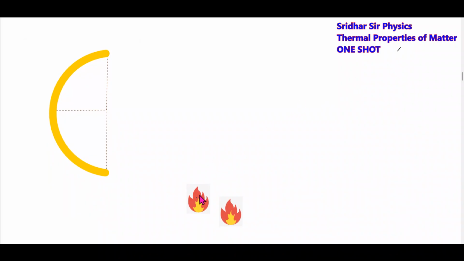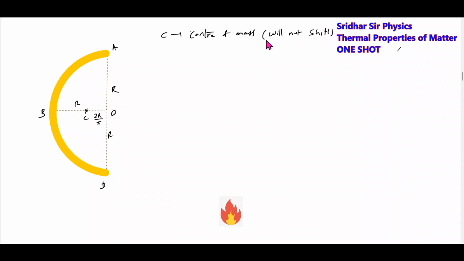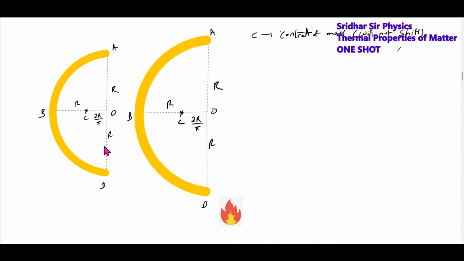There's a semicircular ring, and I'll expand it. We'll take some points here. There's a center O, radius is R. This is A, B, and D. I'll increase the temperature. Then the center of mass will be at a distance 2r by pi. Will the center of mass shift? Center of mass will not shift. Everything will expand. All the points will shift except the center of mass. Remaining all points will shift, will expand.